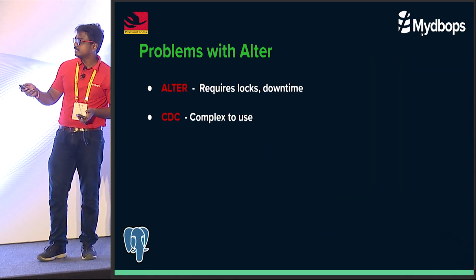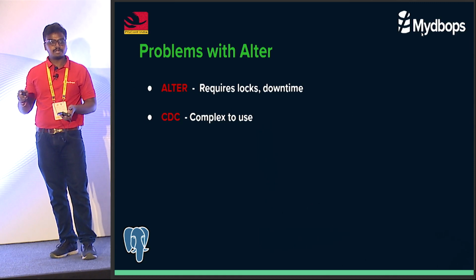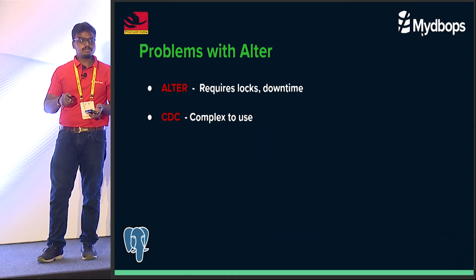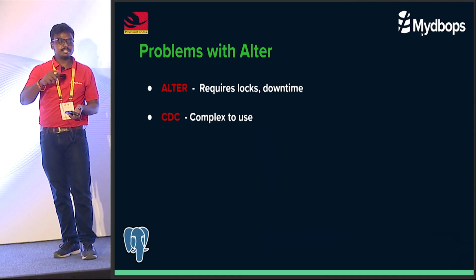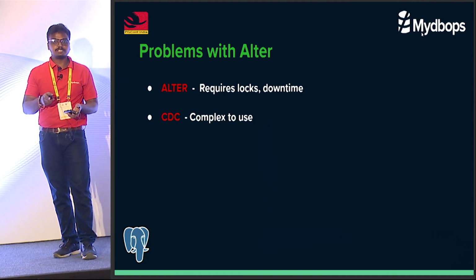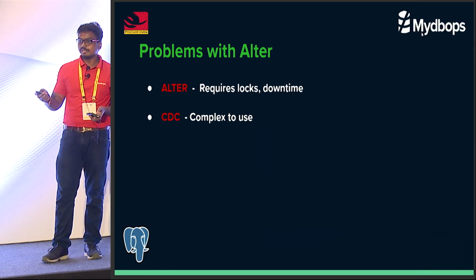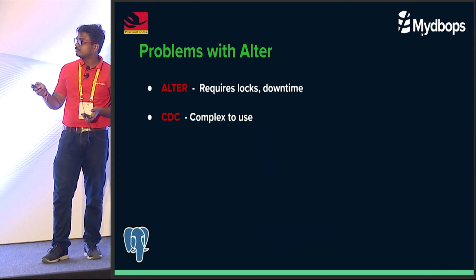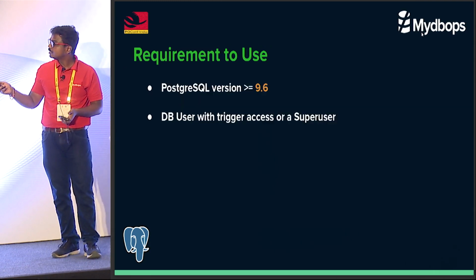So we already see that alter requires a lot of locking and downtime. To avoid that, some people create a shadow table and do CDC, with something like DMS or Debezium, and do the schema changes. But it won't suit everyone, and sometimes it will be a bit complex. So it is good to explore this tool once.